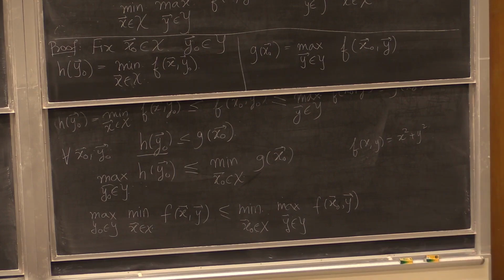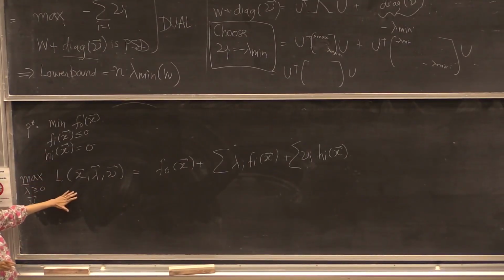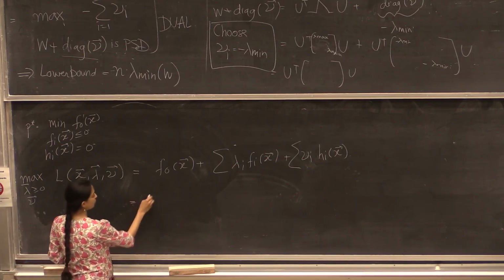Okay, coming back to where we were here. To remind everyone, we have our primal, and I wrote out our Lagrangian. Just as an exercise, I want you to consider the maximization of this Lagrangian over lambda and nu. So what is this going to be equal to?